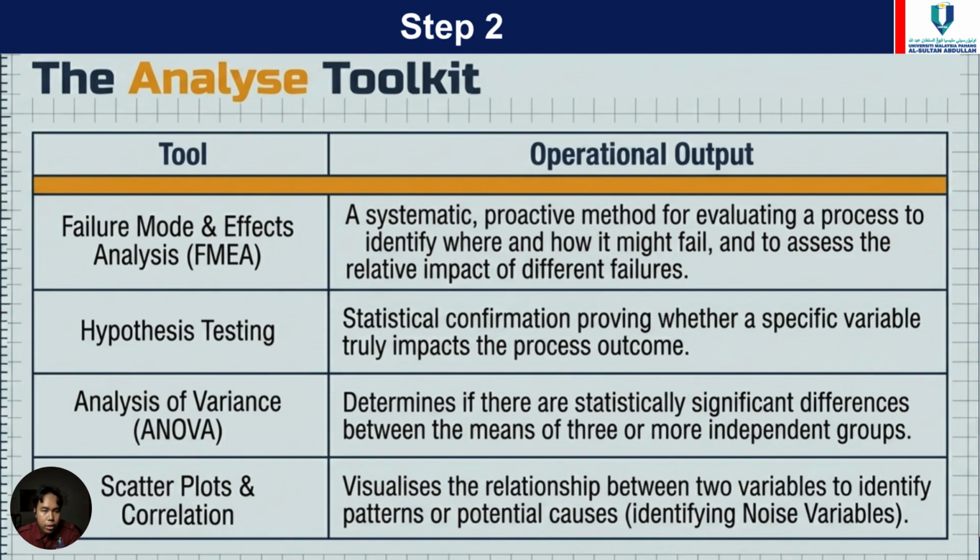The toolkit for the analyze phase includes failure mode and effect analysis (FMEA), hypothesis testing, analysis of variance (ANOVA), and also scatter plots and correlation. FMEA is a systematic, proactive method for evaluating a process to identify where and how it might fail, and to assess the relative impact of different failures.